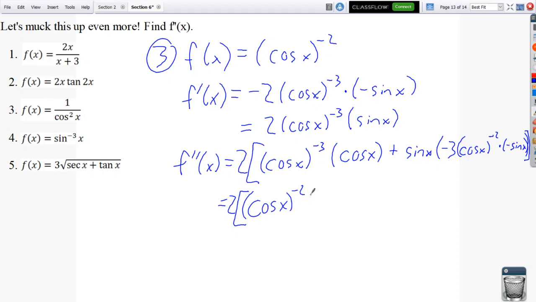Negative and negative gives me positive 3. Sine times sine gives me sine squared of x times cosine of x to the negative fourth. My goodness, negative 3 minus 1 should give me negative 4. I don't think I would mess with that anymore. Maybe those negative exponents I can put on the bottom, but I don't really feel like doing that right now.